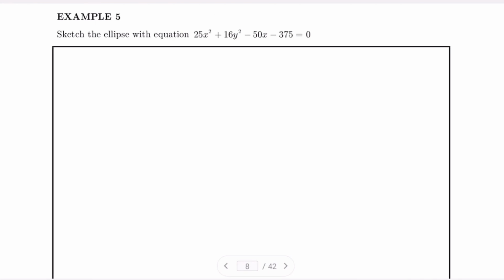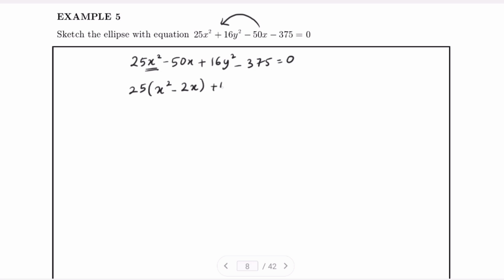Example 5. We need to sketch the ellipse with equation 25x squared plus 16y squared minus 50x minus 375 equals 0. So your first step is to bring negative 50x to the front. We're going to collect x together, so that it will be easier to do completing the square. Before you start completing the square, you have to make sure the coefficient of x squared is 1. So you're going to factorize 25. And the others remain the same.